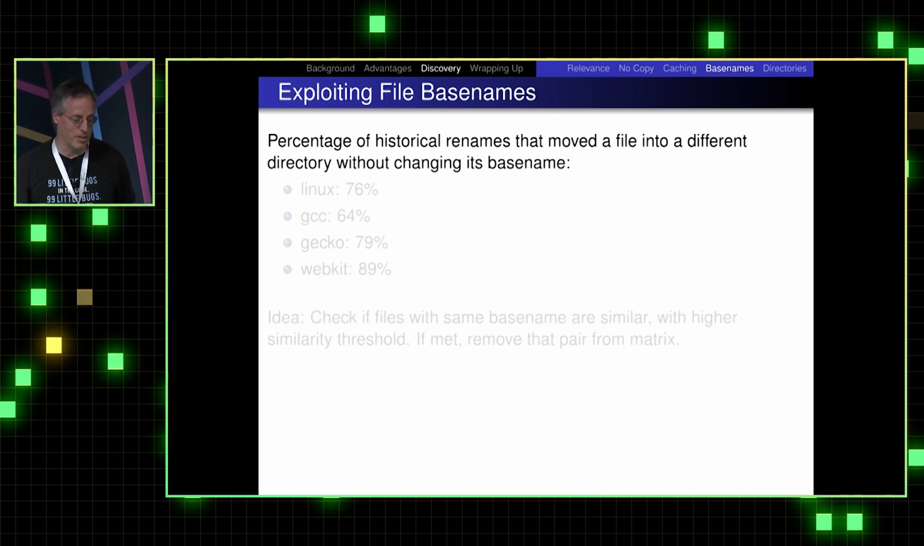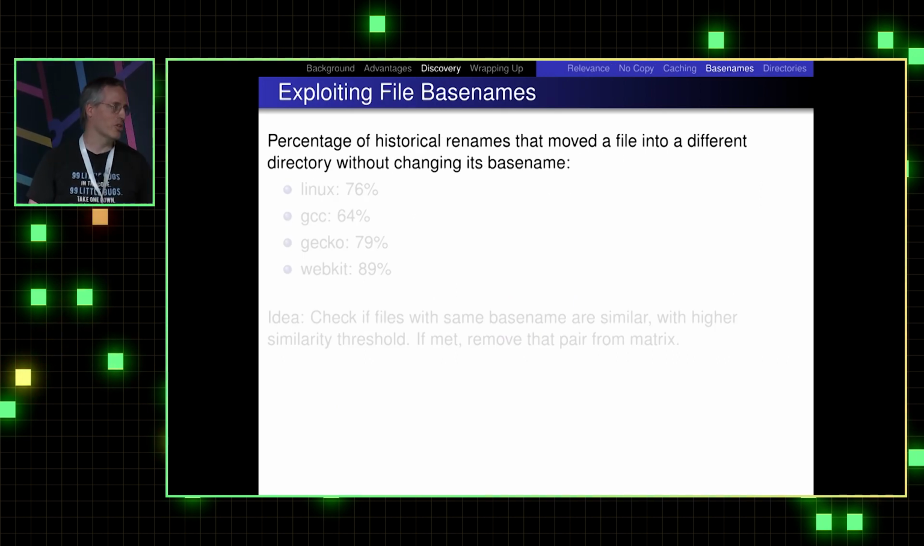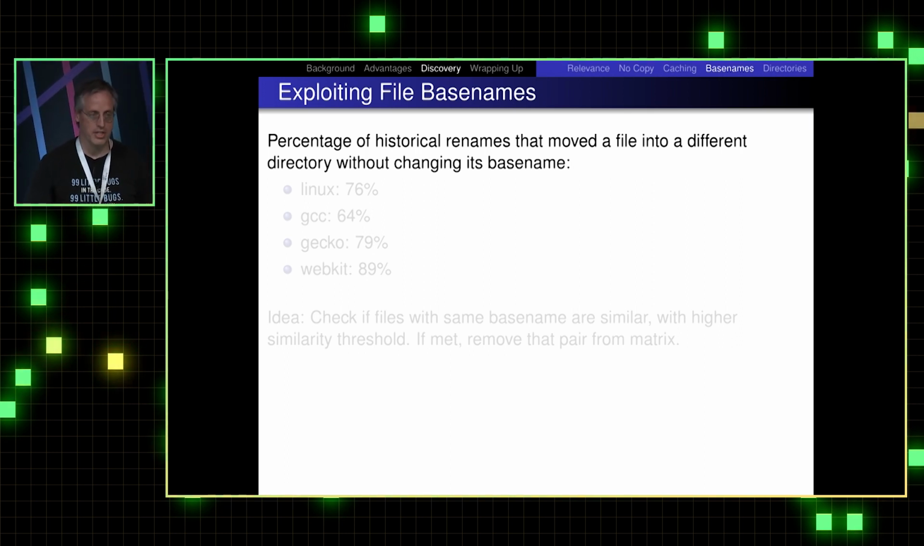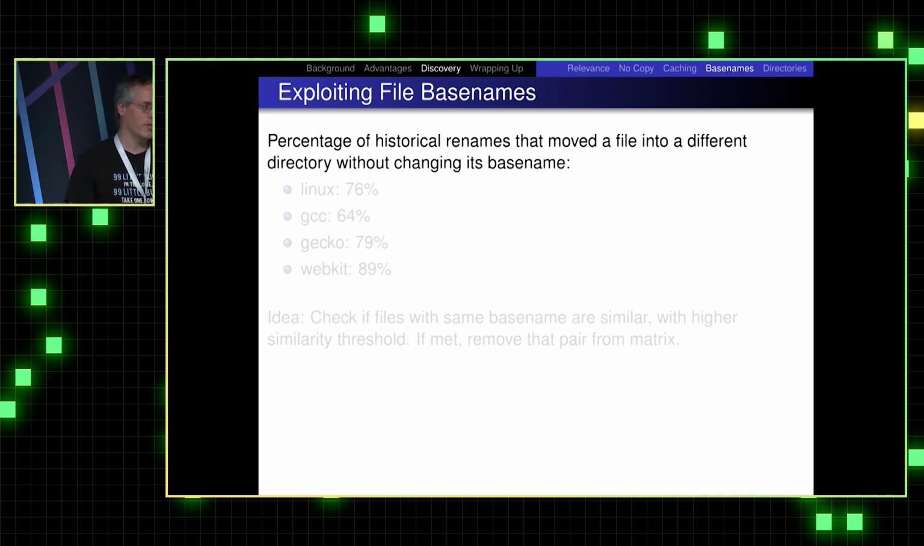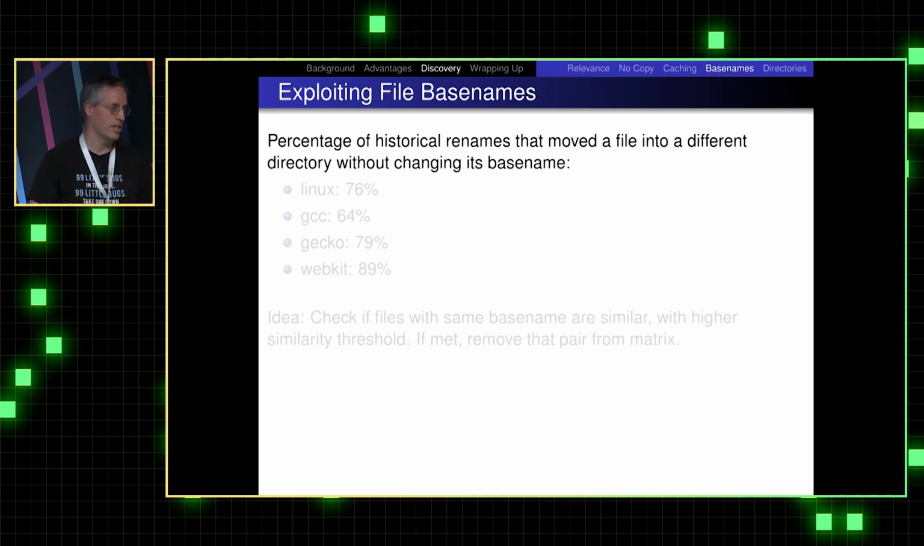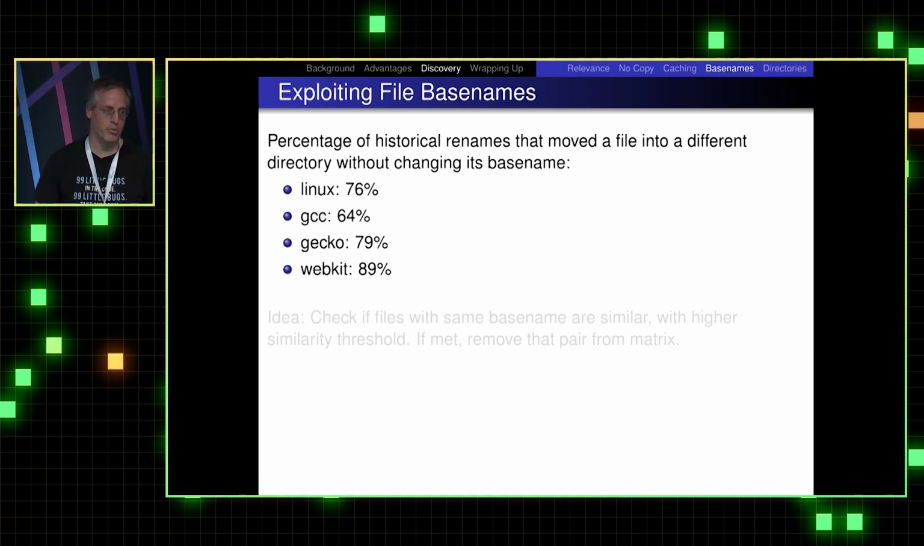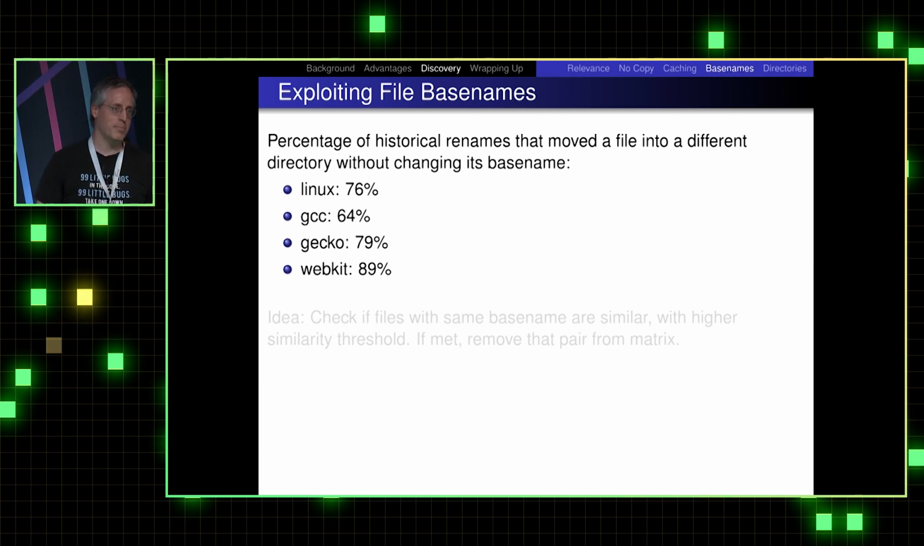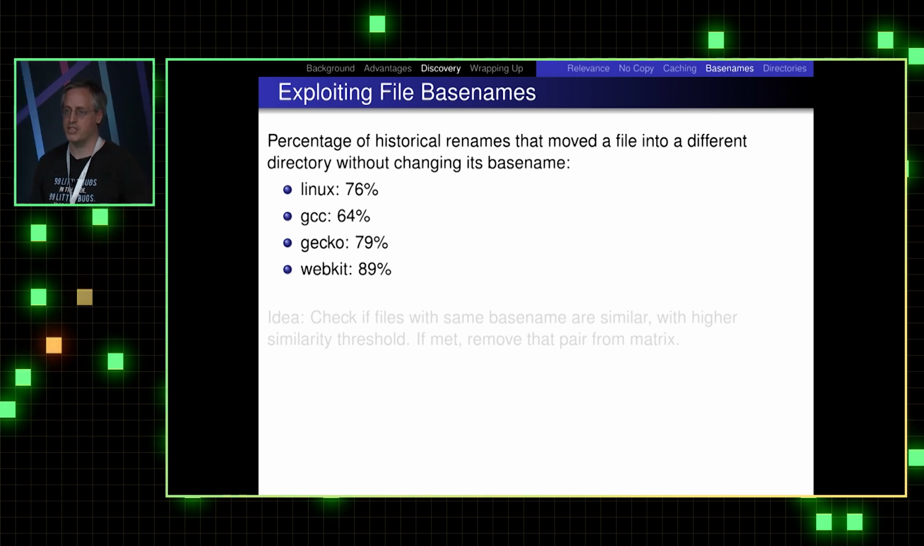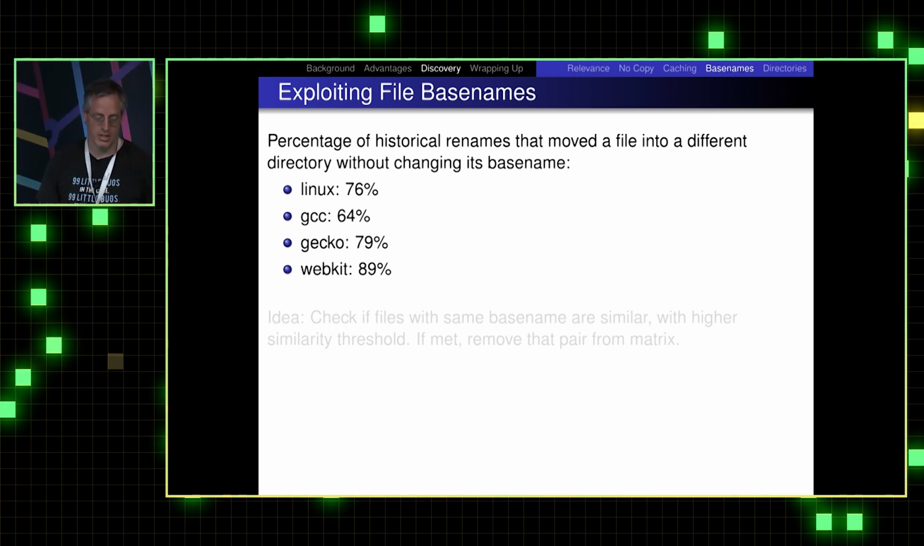So I went and gathered a bunch of statistics. I went and looked at existing repositories and asked, how often do historical renames in these repositories just move a file into a different directory without changing the base name? I expected it to happen some of the time, but I was surprised just how frequent it was. And it also seemed to me that the bigger repositories tended to do this even more often. And the bigger repositories are also ones where the rename detection is going to be even more expensive.